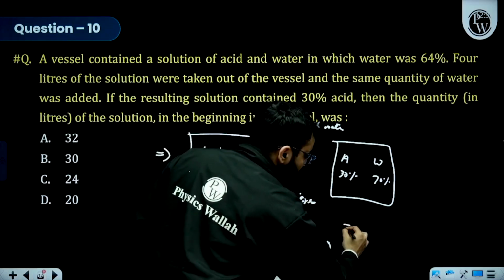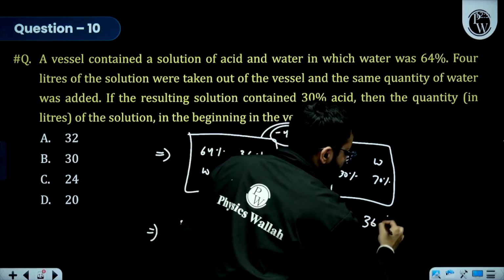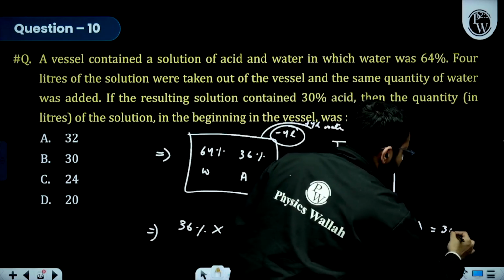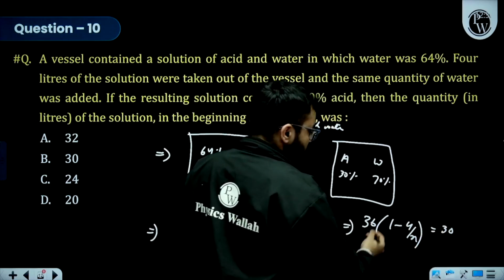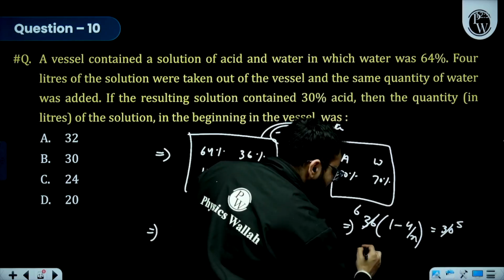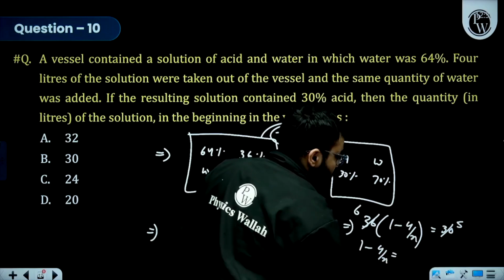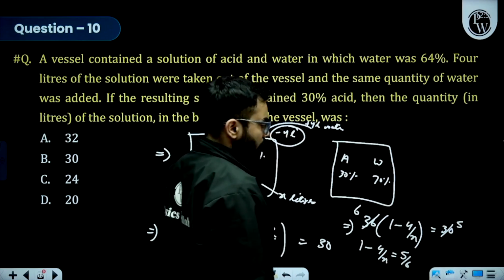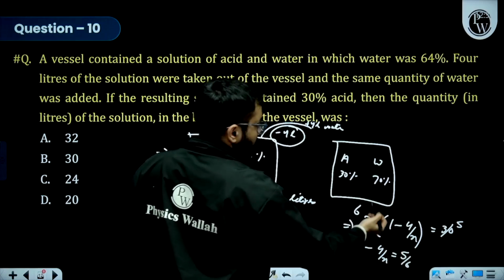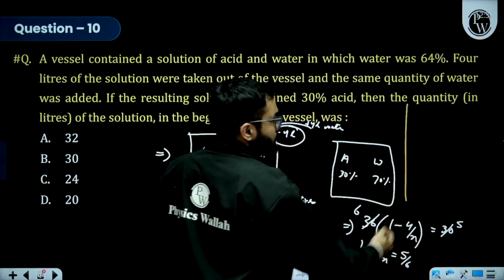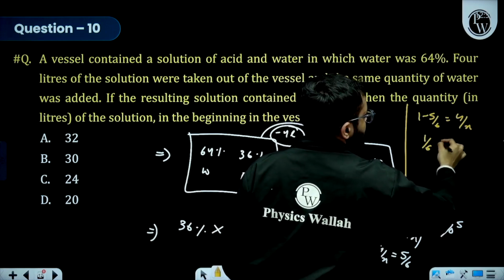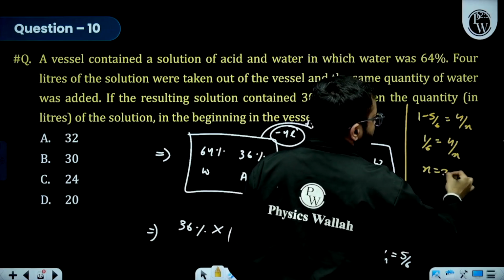If I simplify it even further, this becomes 36 into 1 minus 4 upon X is equal to 30, and I can see that 36 and 30 both come in the table of 6, 6 6s are 36, 6 5s are 30. From here I can say that 1 minus 4 upon X is equal to 5 upon 6, and if I simplify it even further, let us make the final step over here. 1 minus 5 by 6 is 4 by X. So 1 by 6 is equal to 4 by X. The value of X is coming out to be 24.